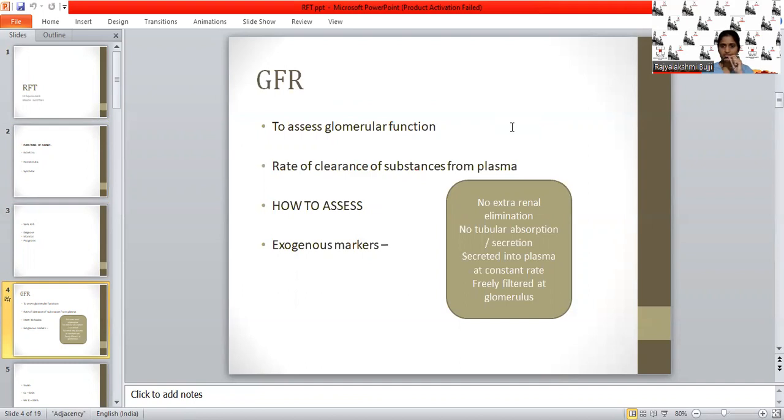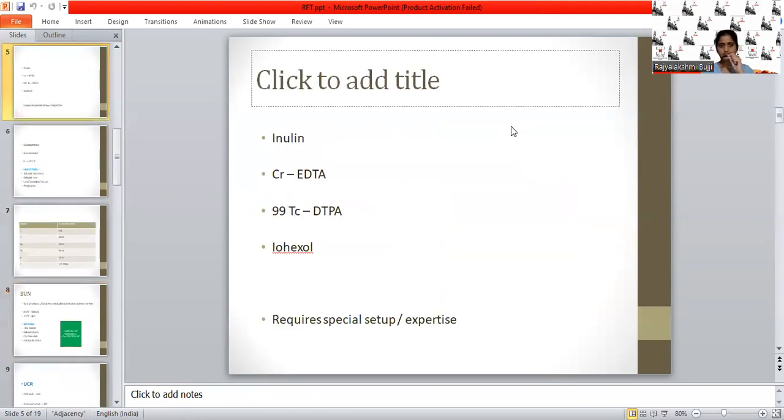They should not have any extrarenal elimination. There should not be any tubular absorption or secretion. They have to be secreted into the plasma at a constant rate. And they have to get filtered freely at the level of glomerulus. The exogenous markers are like inulin, EDTA labeled, chromium labeled with EDTA, 99 technetium labeled DTPA, and iohexol. But all these exogenous markers will require special setup and a team of experts.